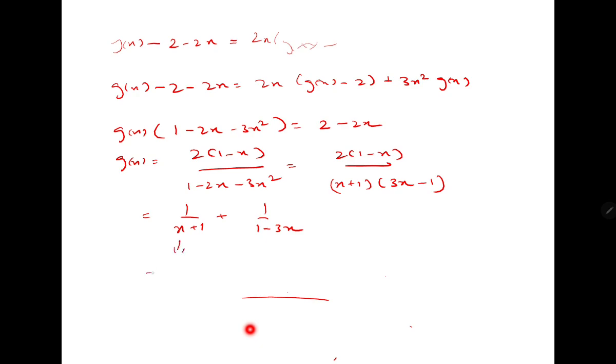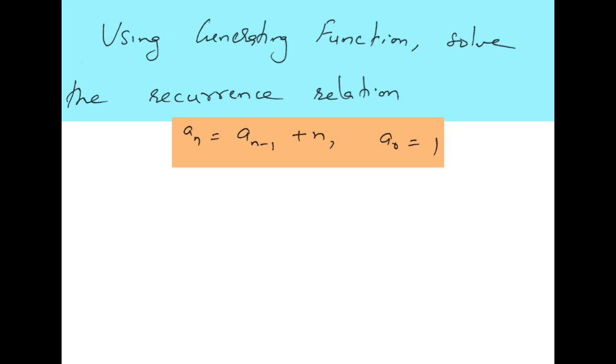Now this is the binomial expansion, 1 minus x plus x square minus x cube and so on, which means the coefficient of x^n is (-1)^n, and in the second one it becomes 1 plus 3x plus 3 square x square and so on, which is 3^n. So this is my required a_n, which is the solution of the recurrence relation using the generating function.